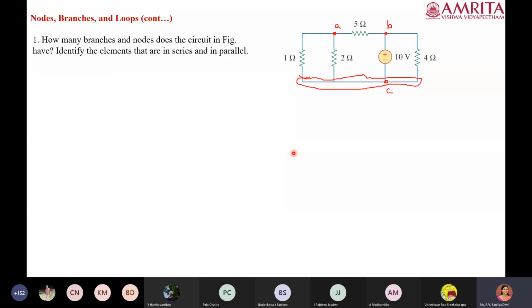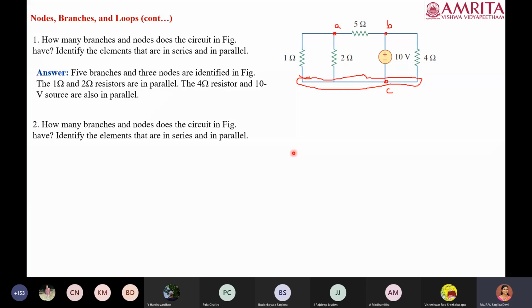I think this example we have already seen in the last class. We saw that there are 5 branches and 3 nodes for the first circuit, and the second circuit I gave as homework. We have to identify how many branches and nodes there are, and identify the elements that are in series as well as parallel. So here, how many branches are there? 4. Yes, there are 4 branches. Good. And how many nodes? 3. Yes, there are 3 nodes.